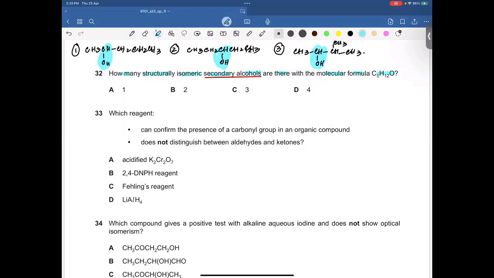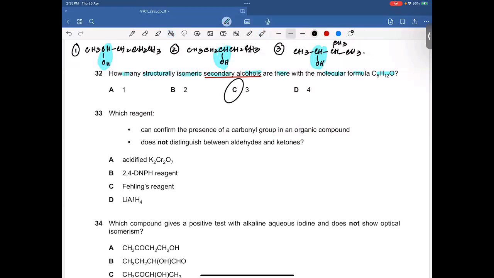1, 2, 3, 4, 5. No, I don't think so. If I'll shift to this carbon and hydrogen to that carbon, obviously it's going to be the tertiary group, right? I think that's the only answer. C is going to be the right answer.